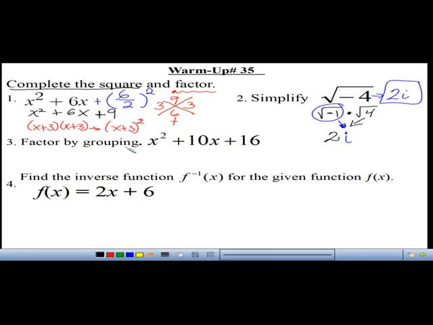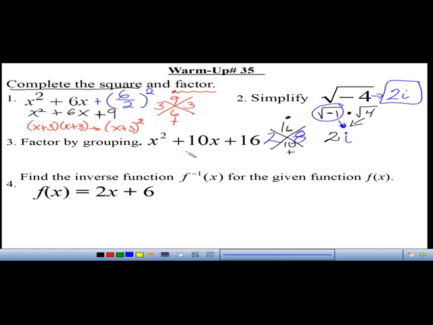For number 3, it says factor by grouping. Well, first let's start with breaking this one up. 16 goes on top and 10 on the bottom. What factors of 16 add up to 10? Oh, so that is 2 and 8. 2 times 8 is 16, 2 plus 8 is 10.